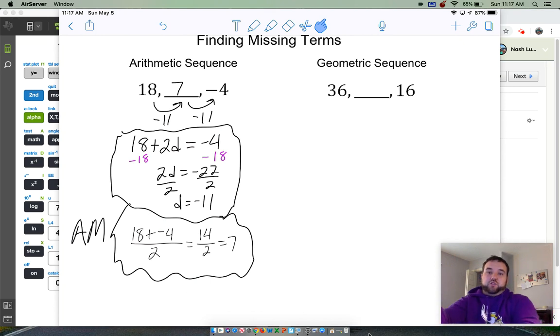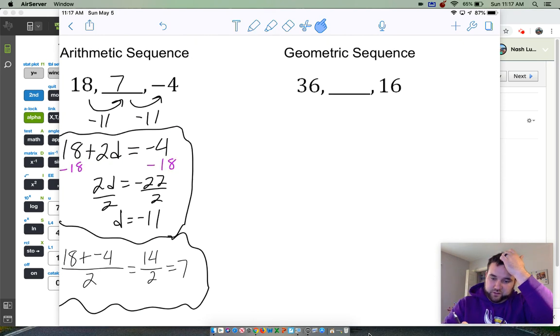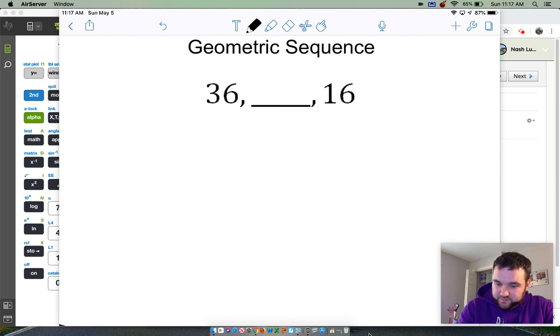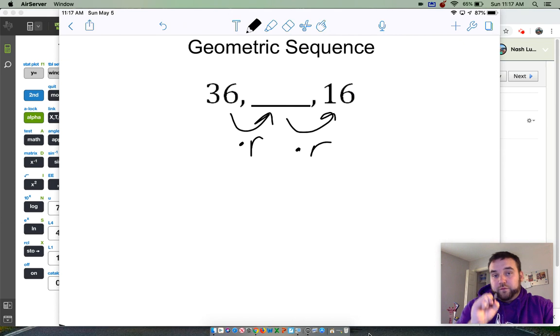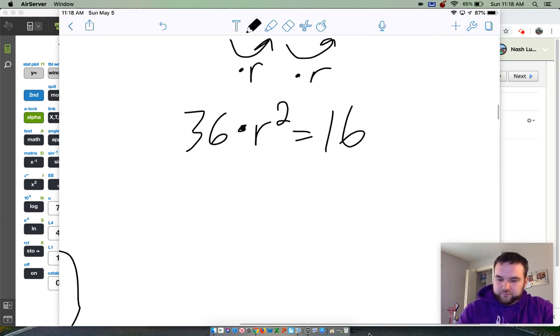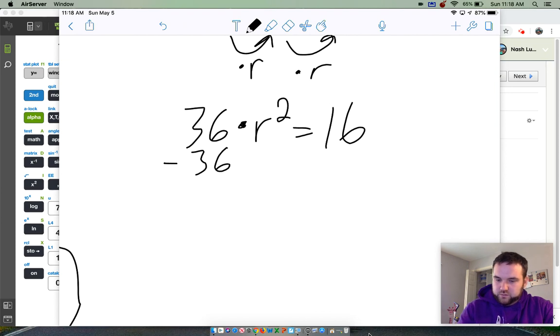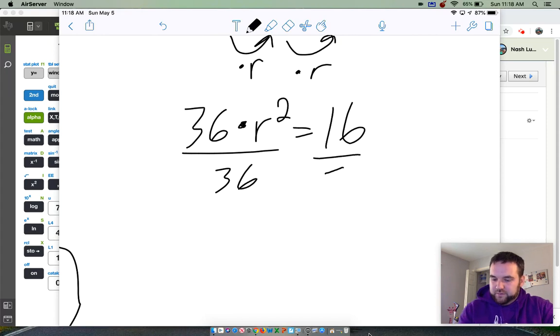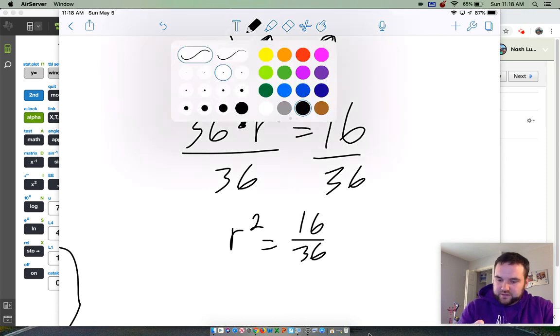Very similar if it's geometric, but we know geometric is multiplying. Same 2 methods. I'm going to see this is times r, that's times r. So from 36 down to 16, I'm multiplying by r twice. So 36 times r squared equals 16. Okay. Then I'm going to just, not minus 36, because that's 36 multiplied. So I need to divide by 36 on both sides. R squared equals 16 over 36. I can then square root both sides.